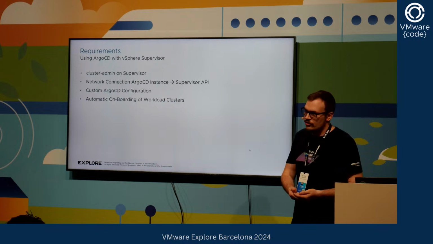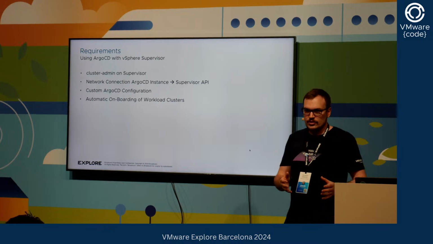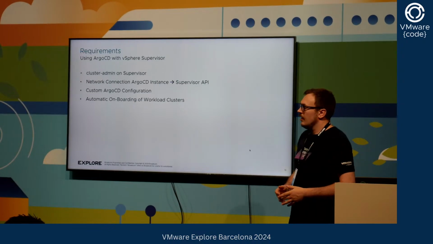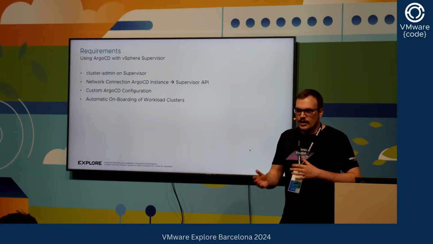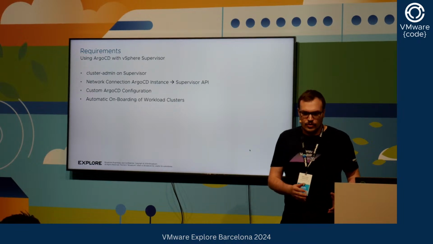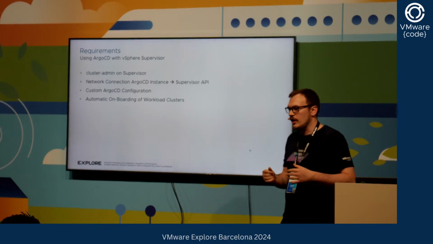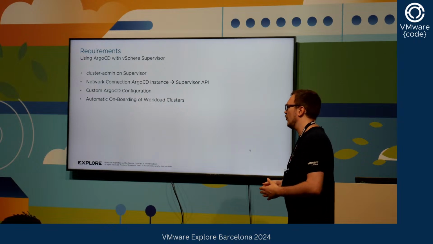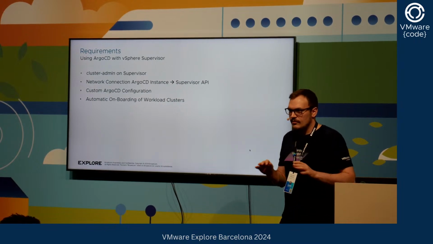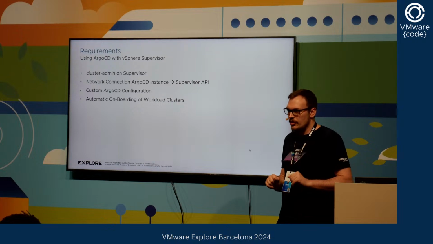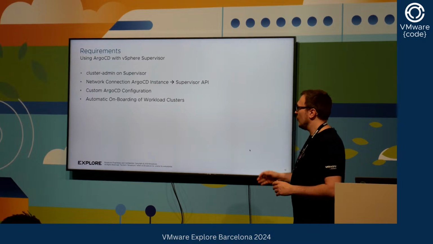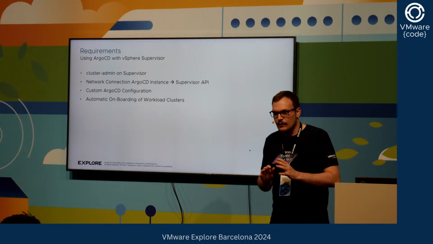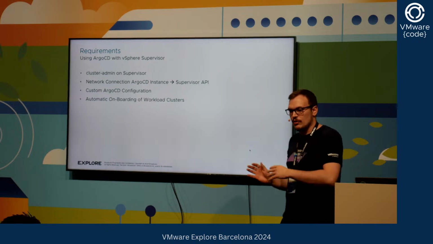We need a network connection from our ArgoCD to the supervisor API, so we can then let ArgoCD interact with it. We need to alter the default ArgoCD configuration for some resources because we want to have least privilege on the supervisor. So we would instruct ArgoCD to have only the bare minimum permissions on the supervisor. And we have an automatic onboarding of workloads. That's the secret thing I was talking about in the agenda before, which will come later.